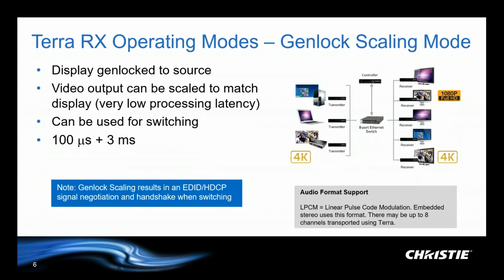The next mode I'm going to talk about is the Genlock scaling mode. Here, the display is Genlock to the source, and the video output on the RX can be scaled to match the display that it's connected to. So if you need the receiver to always output 4K, then you can do this. It adds a little bit of delay, about 3 milliseconds, which is still very, very low latency. And this can still be used for switching as well.